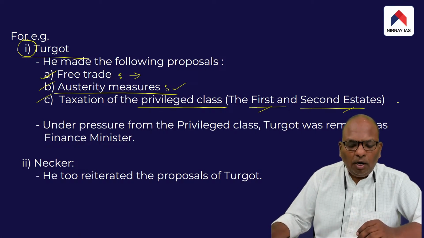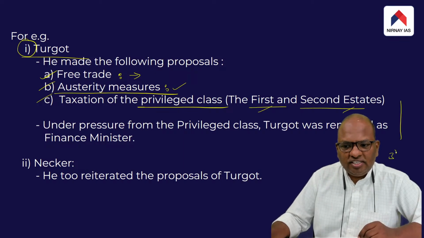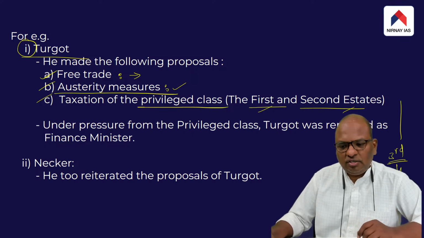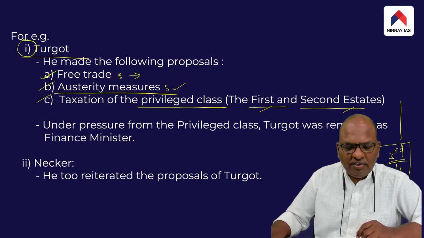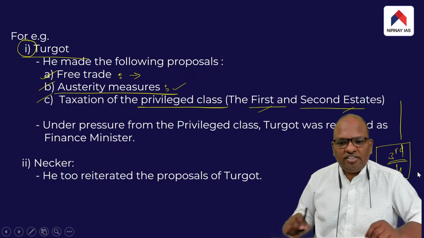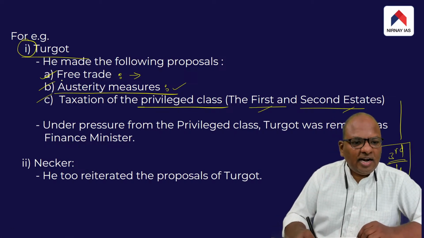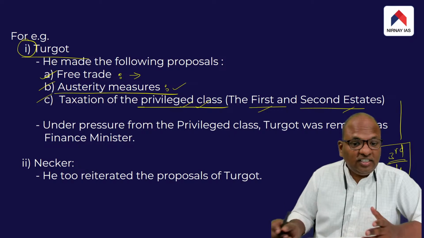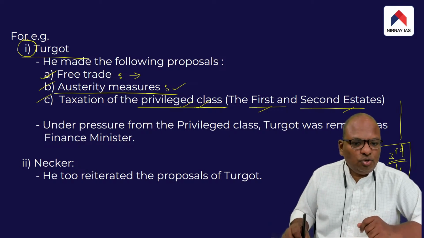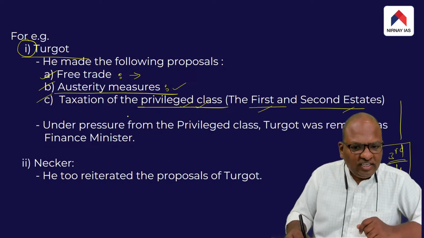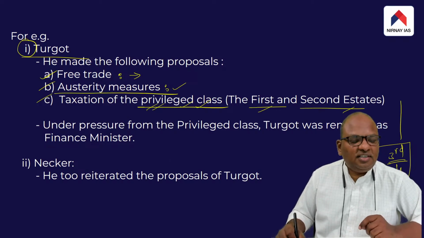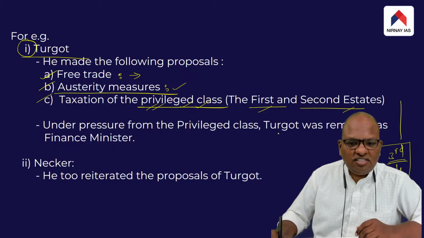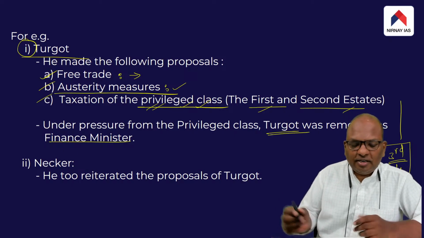So who bore the entire burden of taxes? It is the third estate only. So the members of the third estate, who are middle class and poor class people, the poorer sections of the society, yet the entire burden of taxes was on the shoulders of the third estate only. But this Turgot recommended the government to start imposing taxes even on the privileged class. But the privileged class were very, very powerful. That's the point. So therefore, the privileged class members pressurized the king, and as a result, under the pressure of the privileged classes, Turgot was eventually removed as the finance minister.